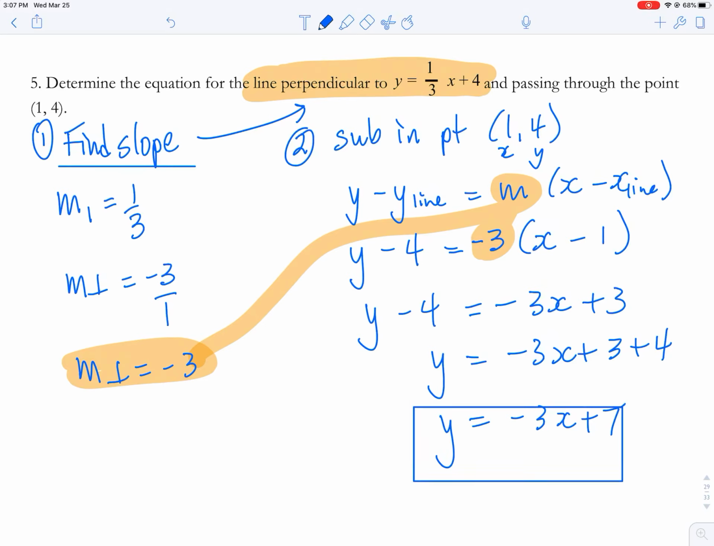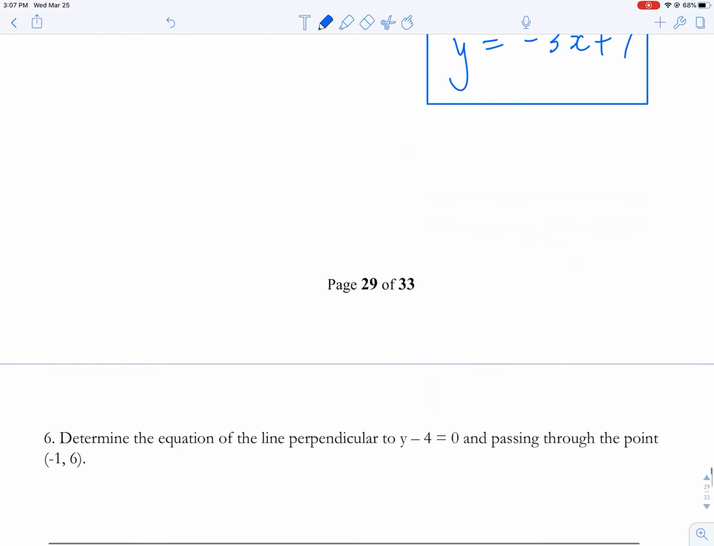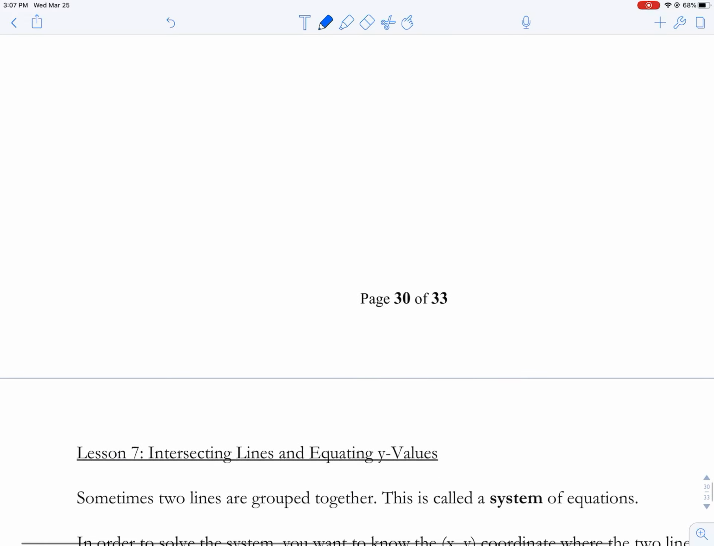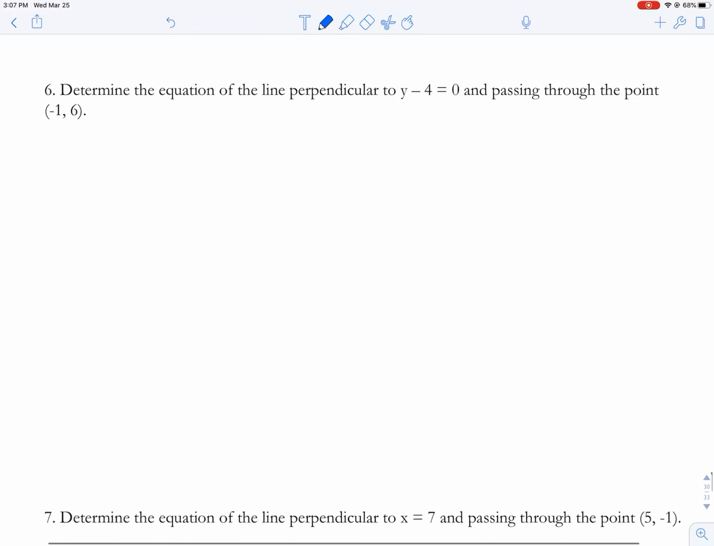So whether you're trying to solve for a line that's perpendicular to your first line or a line that's parallel, it's going to be the same thing. You're first going to find the slope, and then you're going to sub in a point on the new line. We're going to practice 2 more, and then we're done.